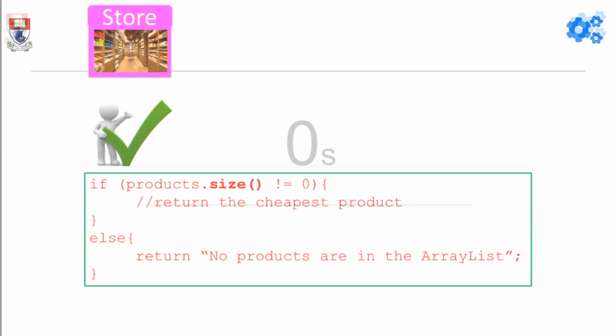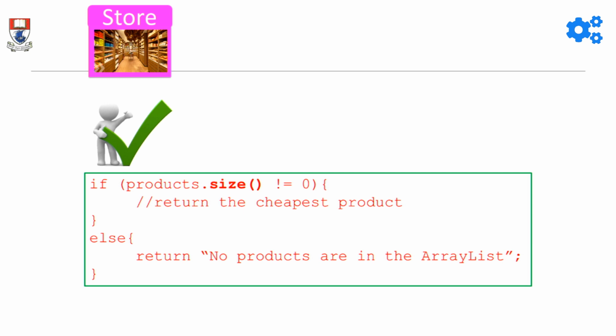So the key part here was what's the condition? And the condition is products.size. And because it's a method, we have the brackets after the dot size. Sorry, I have the wrong screen up. Let's put this up. So if products.size does not equal 0, or you have if products.size is greater than 0, I think some of you came up with, that's fine as well. Either would work. Then return the cheapest product.